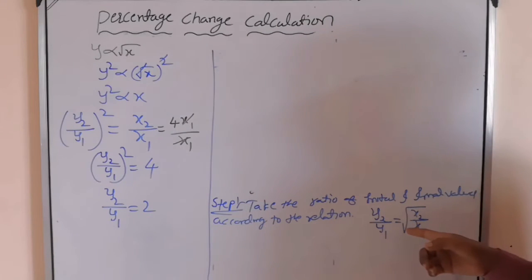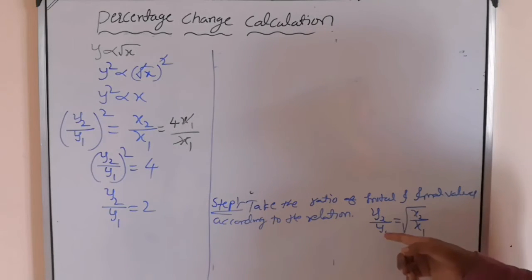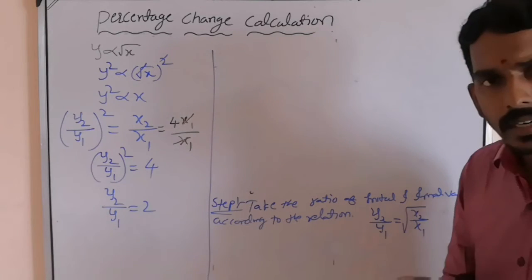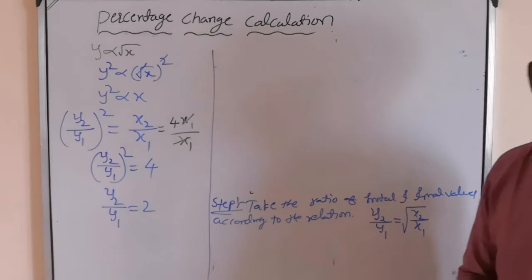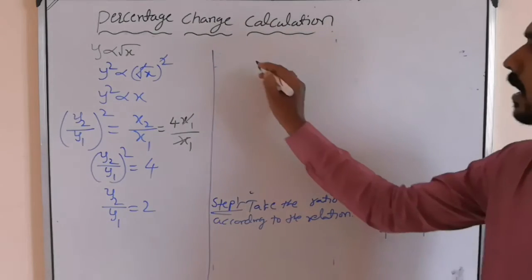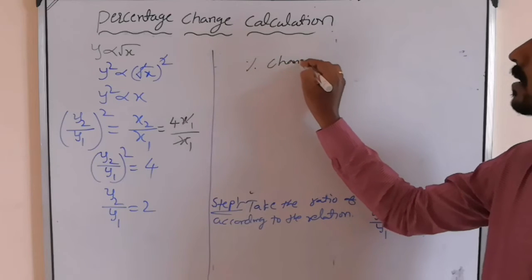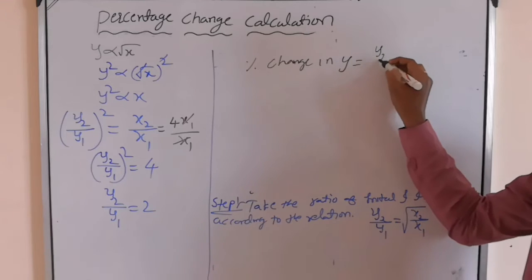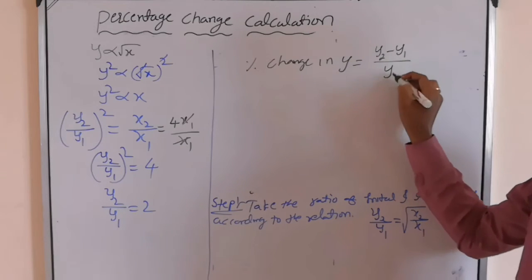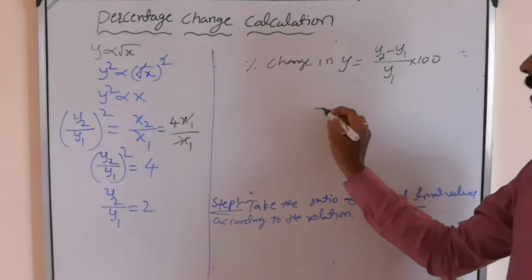So using the relation, you can get the relation between y2 and y1. They have given the relation for x. You found the relation for y. Then finally, the percentage change in y. What is that? (y2 minus y1) by y1 into 100.